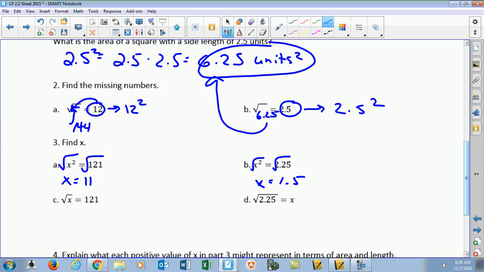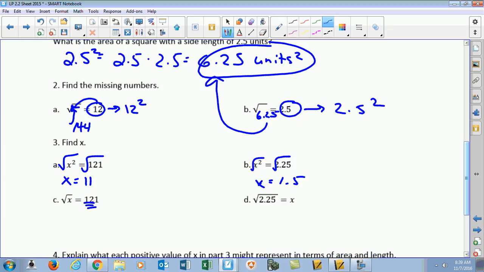Now, this is where you got to be careful with C and D. C asks you the square root of some number is 121. So this number here is the root. So should x be a bigger number or a smaller number than 121? Look what we did up here. Bigger, right?